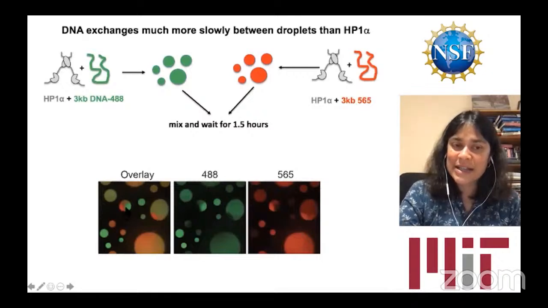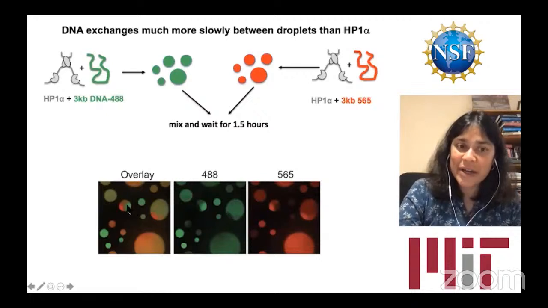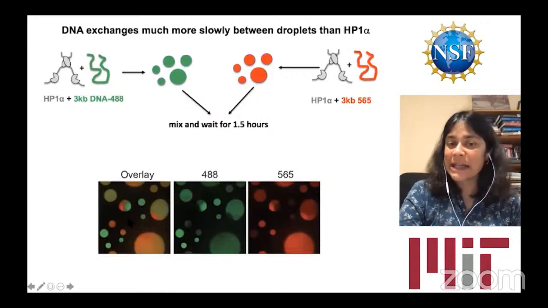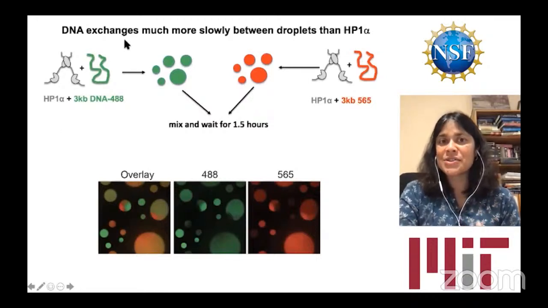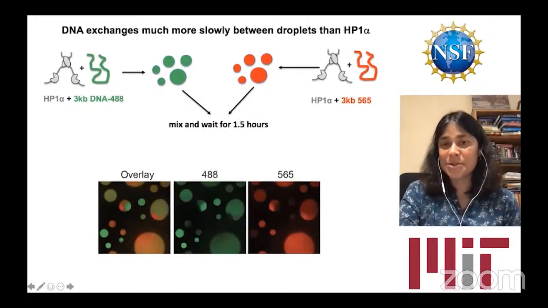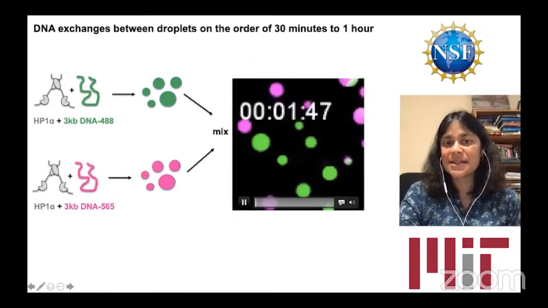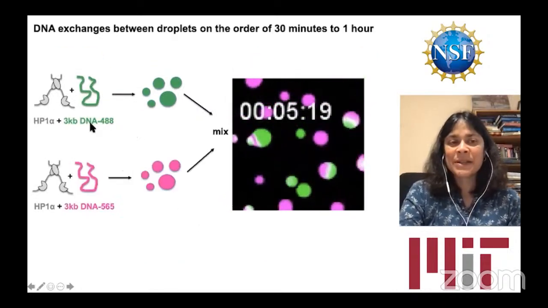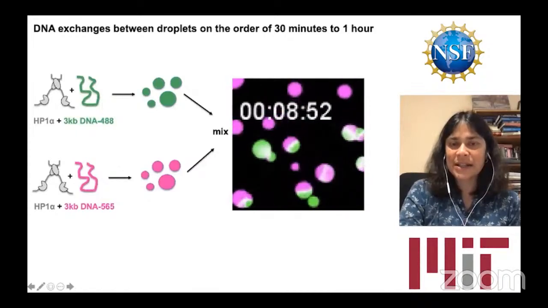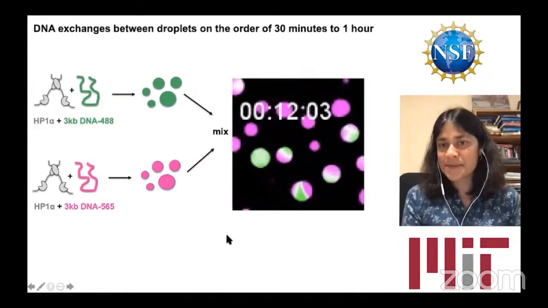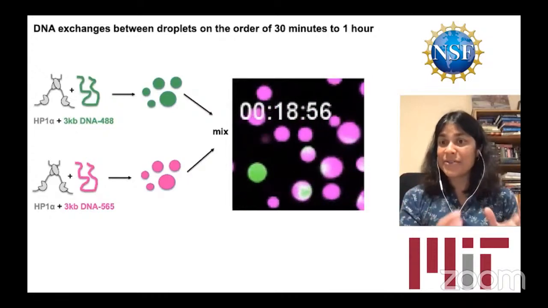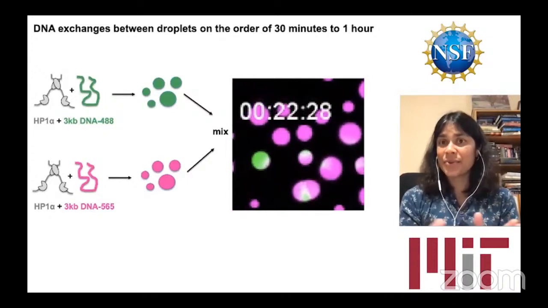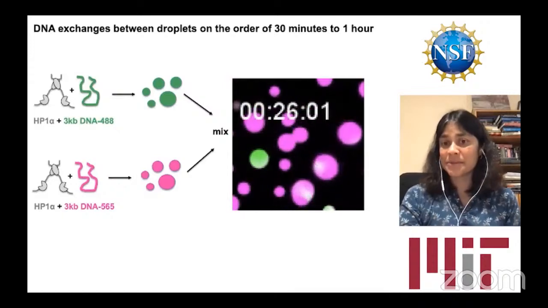The red DNA remains in one territory and the green DNA remains in the other. There's a very low amount of mixing here, but nothing compared to the yellow that I showed you in the previous experiment. So DNA exchanges much more slowly between droplets than HP1 alpha. And you can see this in a different kind of movie where now you have pink DNA and green DNA, and you can see these droplets mixing, bumping into each other, fusing, and yet the DNA remains in its territories. And this goes on for the order of half an hour to an hour.